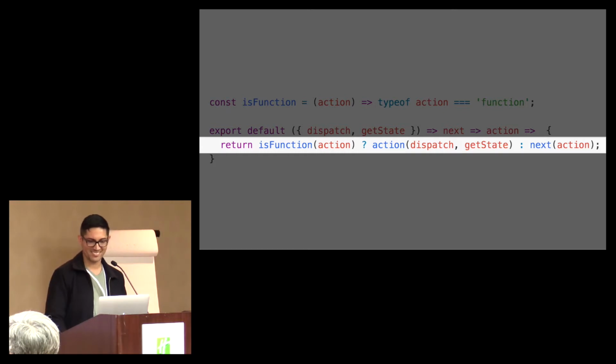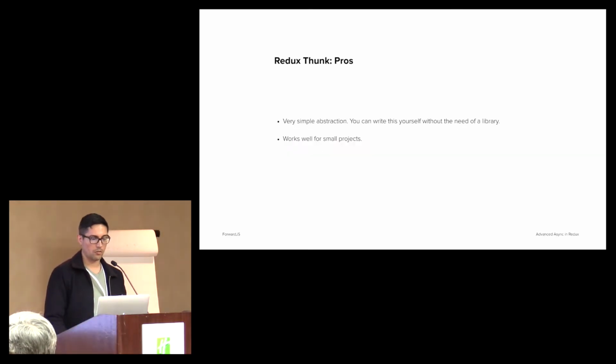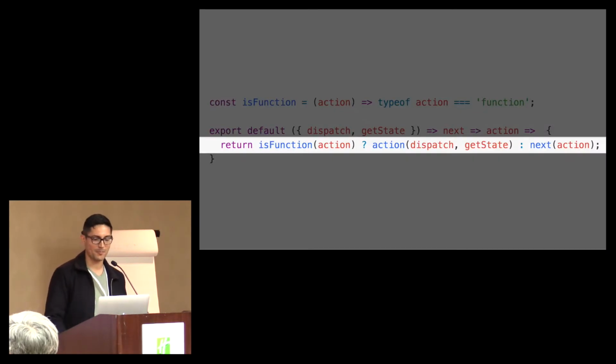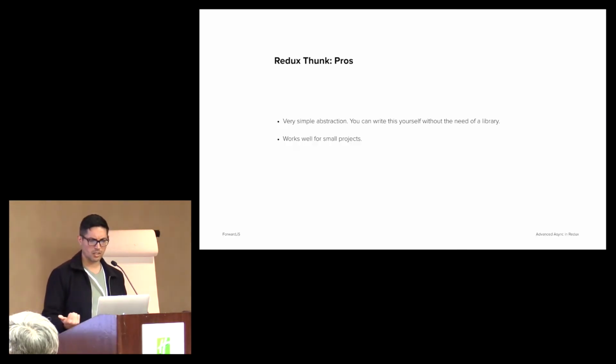OK. So some of the pros: it's a really simple abstraction. I mean, this is 4 lines of code, right? You really don't need a library. You could just totally write this yourself. And it works really well for small projects. So if I were to do a greenfield project right now, I'd probably end up starting with Redux Thunk because I don't know if I'm going to need something as robust as RxJS or Redux Saga, that sort of stuff. This is fairly straightforward and really small, and I don't need to import a larger library to do this.